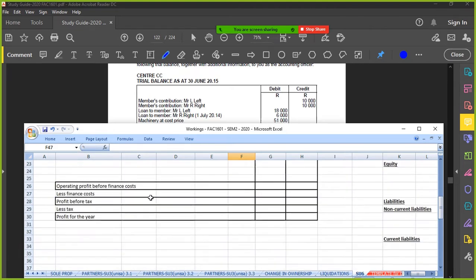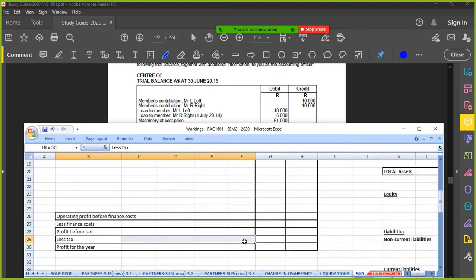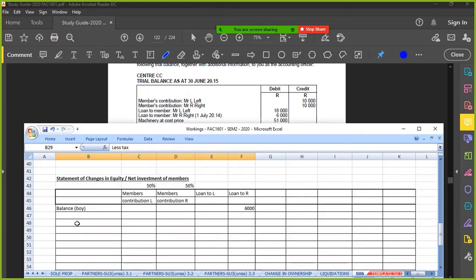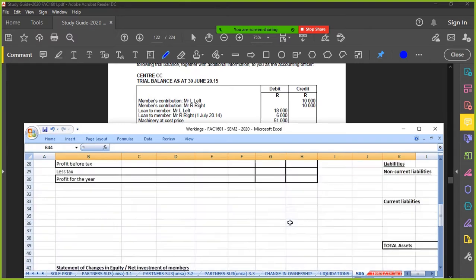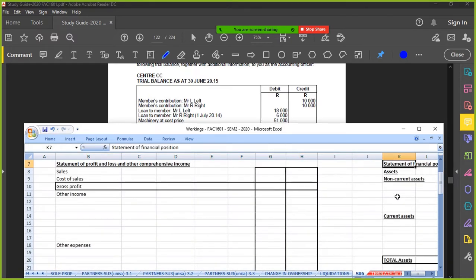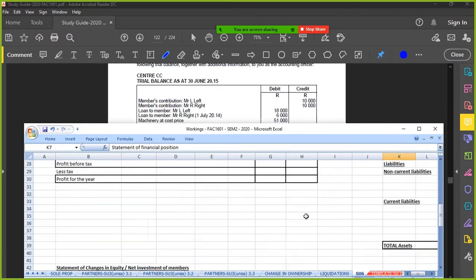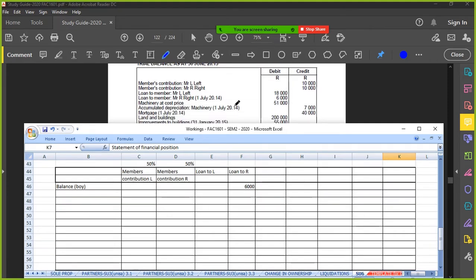Because remember, whatever you get here in the statement of profit and loss is going to go here as profit for the year after all the owner's stuff, and then you're going to put it under the equity. The statement of financial position is always the last thing that you have to do because that thing will balance. So I'm not going to worry about it now. I'll just take totals from here and reference it there later.